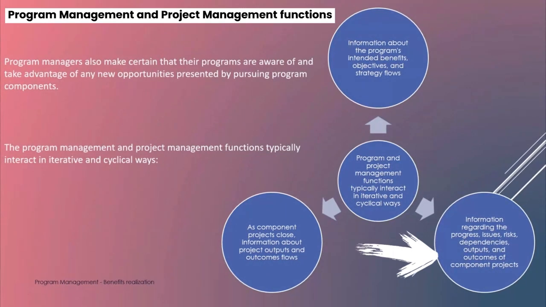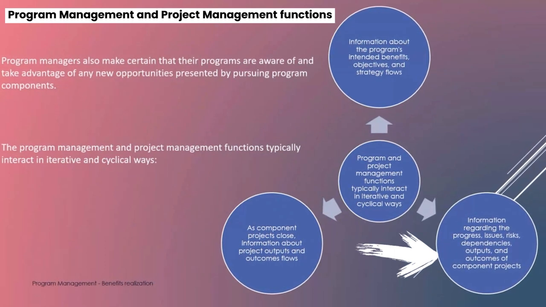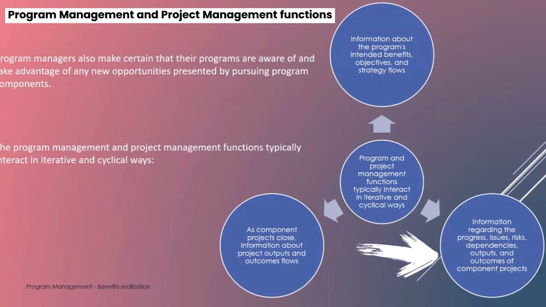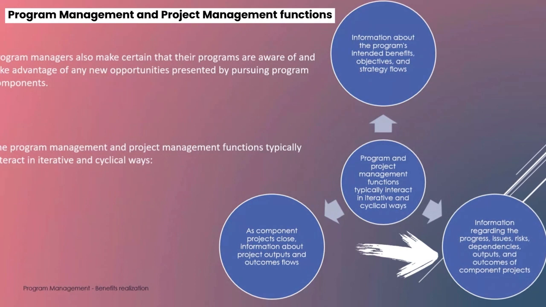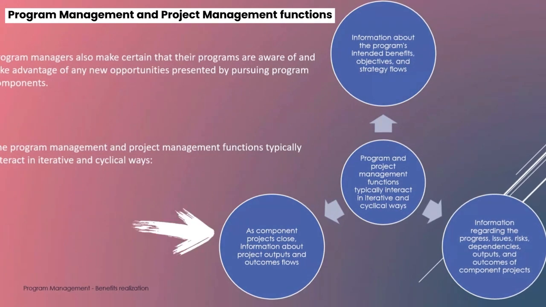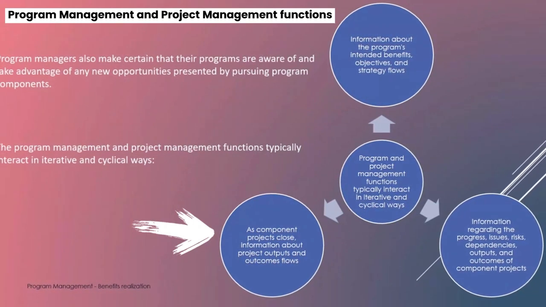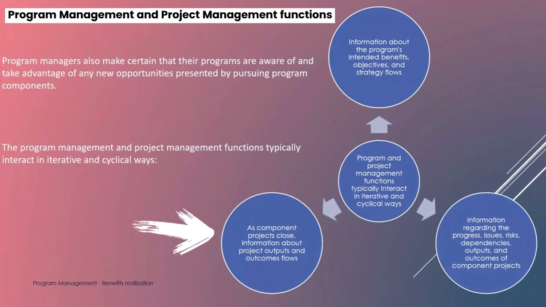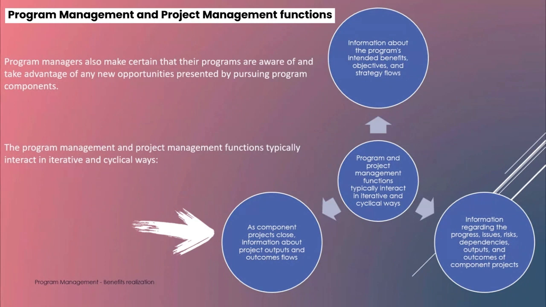During this phase, the program management function and the project management function communicate frequently to make sure that the activities of all program components are properly coordinated and fully aligned with the program's intention to provide benefits to the organization. As component projects close, information about project outputs and outcomes flows from the component project to the program during the program's delivery and closure phases to ensure that project benefits are fully realized and sustained.